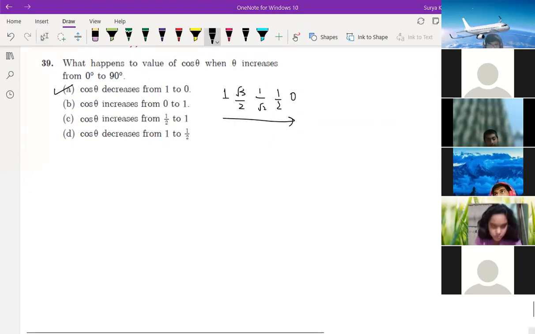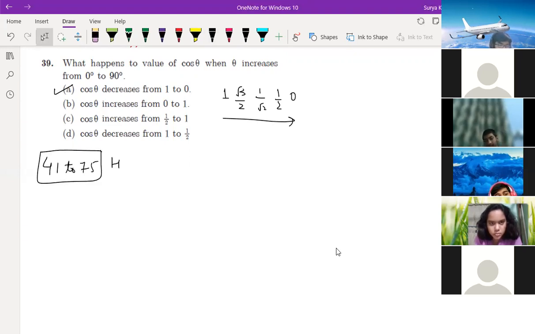That's why cos theta decreases from 1 to 0. So how many questions are there in this? Your homework will be till 75, from 41 to 75. I'm writing the date here, I will also write the date, 19/10/21. And you have to submit it in the group. I have not told everyone till now, you have to submit what you have done. Okay, Praharshan, take your own time and you can do these homeworks.